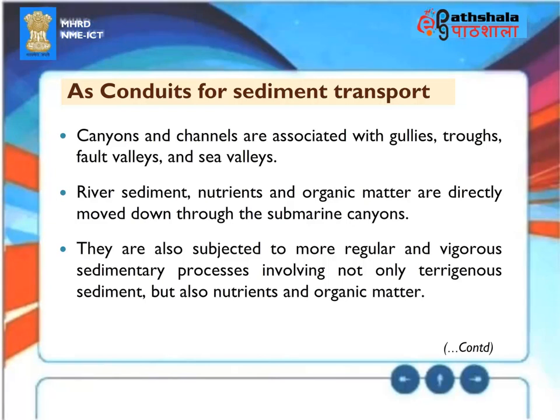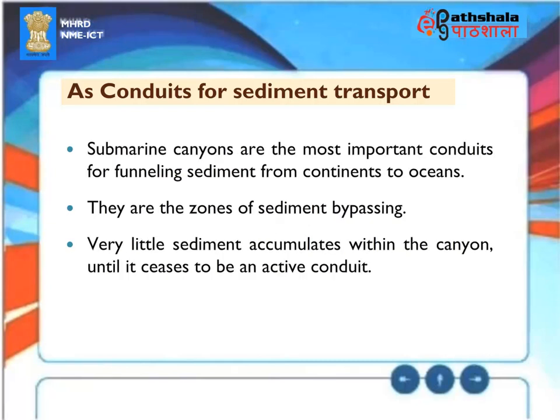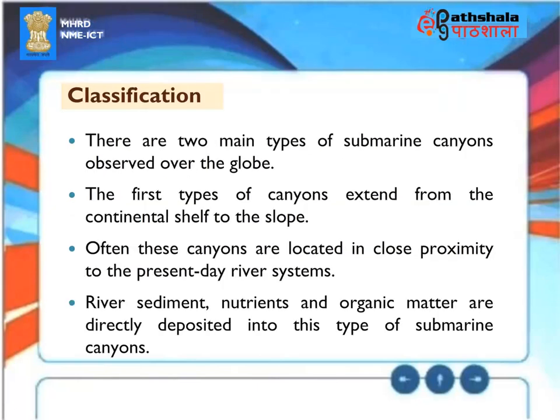River sediment, nutrients, and organic matter are directly moved down through the submarine canyons. They are also subjected to more regular and vigorous sedimentary processes involving not only terrigenous sediment, but also nutrients and organic matter. Submarine canyons are the most important conduits for funneling sediment from continents to oceans. They are the zones of sediment bypassing. Very little sediment accumulates within the canyon until it ceases to be an active conduit. Classification. There are two main types of submarine canyons observed over the globe. The first type of canyons extend from the continental shelf to the slope.